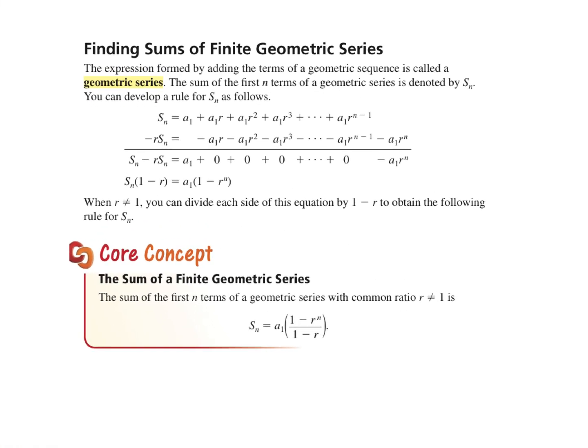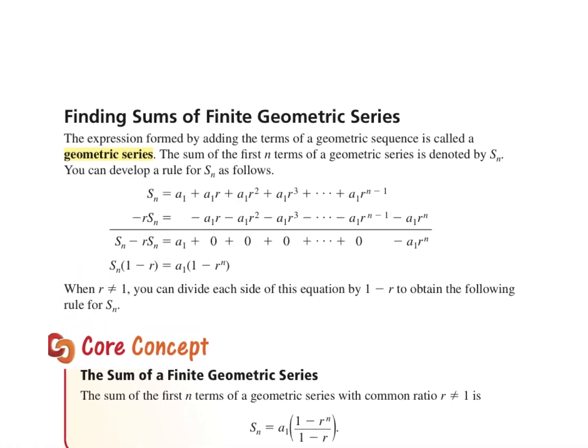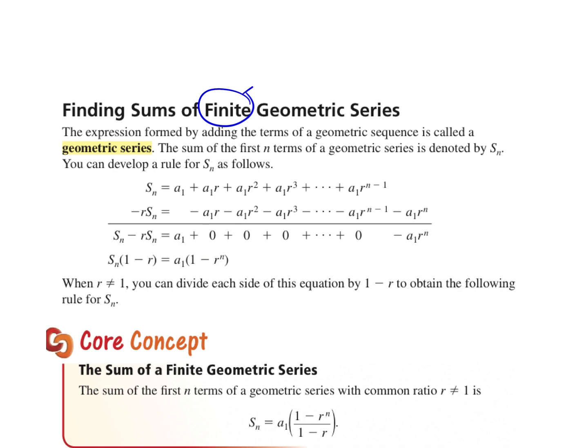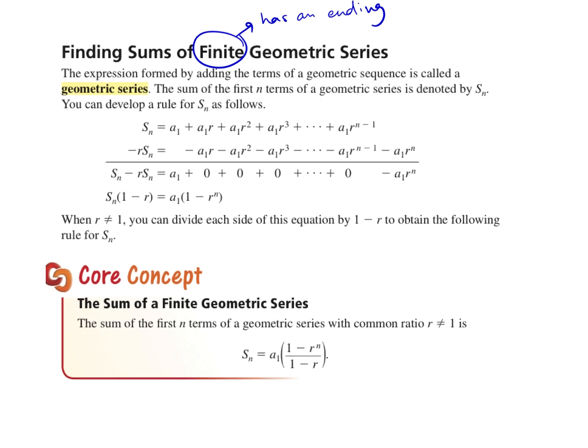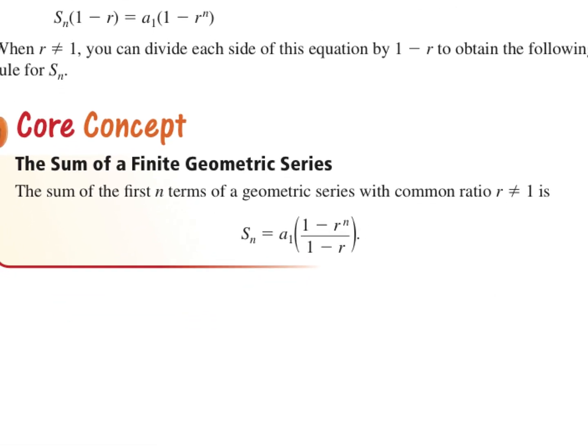Next, we're going to find the sum of a finite geometric series. So finite just means that it has an ending. At some point, we'll find the sum of an infinite geometric series. That would mean that it has no ending. But for now, we're going to find the sum of a finite geometric series. So it has a start and an end.